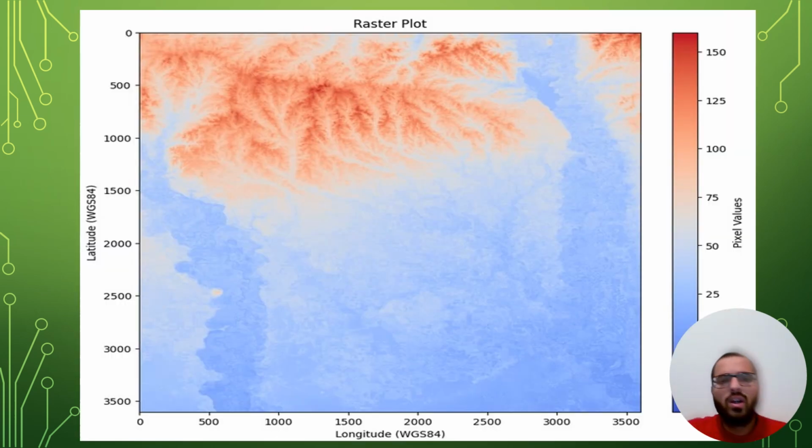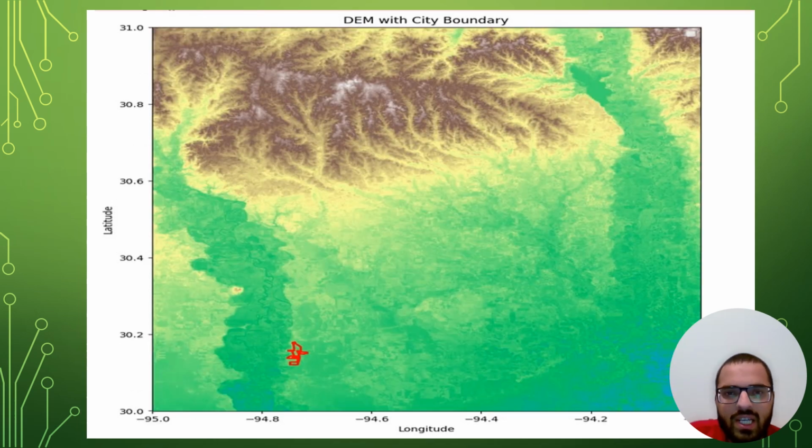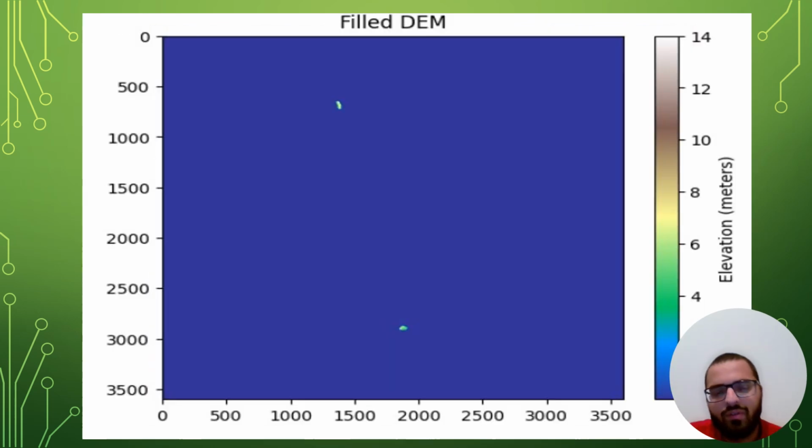This is the raster plot. We got latitude and longitude, so that's how our raster plot looks. And then this is the clipped DEM inside Lumberton, Texas, you can see over here. And then this is the DEM with city boundary, and it looks like this. And at last we have the filled DEM graph. So that's all from question number 2.